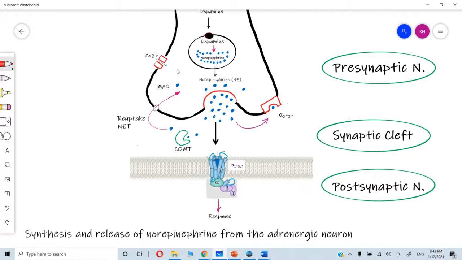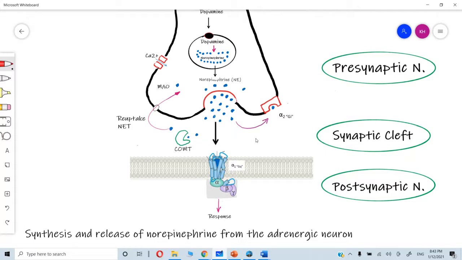So in order to memorize the information, we have three pathways, or fates, for norepinephrine. Number one, binding to the postsynaptic alpha-1 receptor, leading to the pharmacological or physiological response, depending on the case. Number two, binding to the alpha-2 receptor. Number three, reuptake by the norepinephrine transporter or metabolism by monoamine oxidase or COMT.